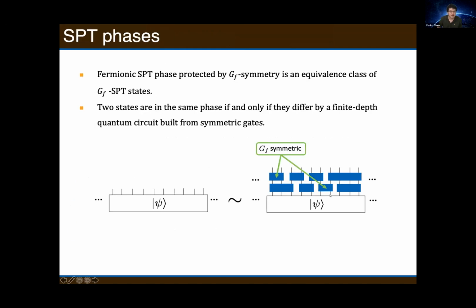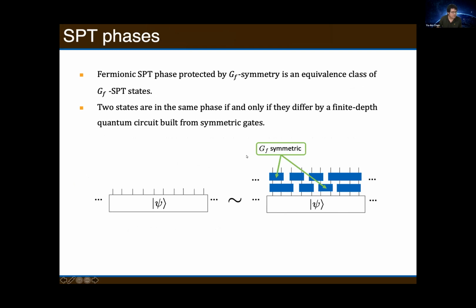Yeah. So first, let me describe the definition of an SPT phase. When we talk about SPT, we always consider zero temperature, so we focus on the ground state. We say a ground state is equivalent to another ground state if they can be connected by a local unitary symmetric operator.